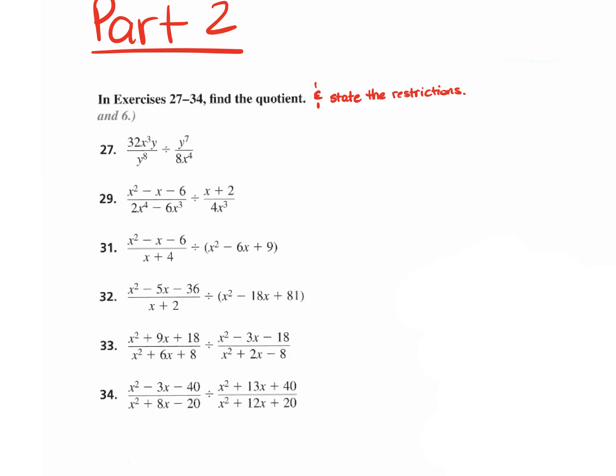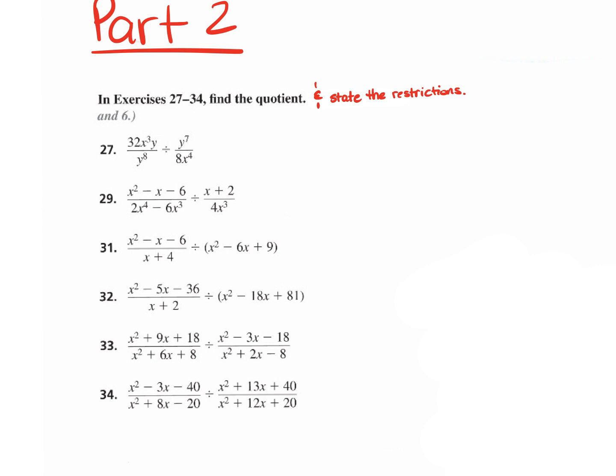The directions say to find the quotient. What does it mean to find the quotient? What does quotient mean? Divide, right? The answer to a division problem. So when they're telling you it's a quotient, if you read the directions, you can see that. You can also see it from the problem.